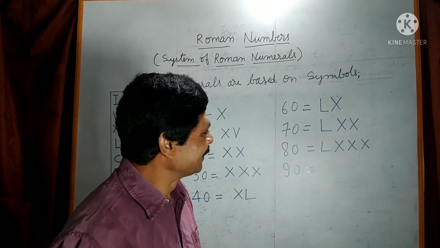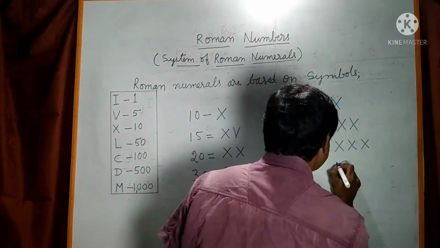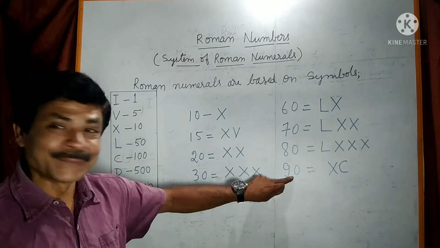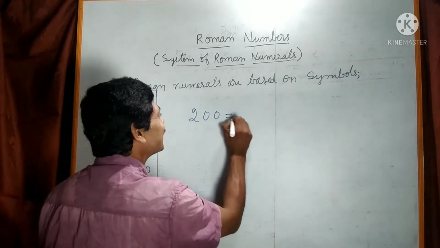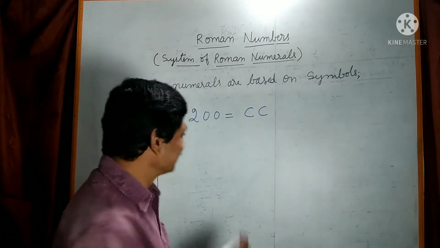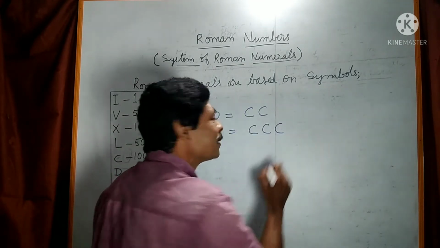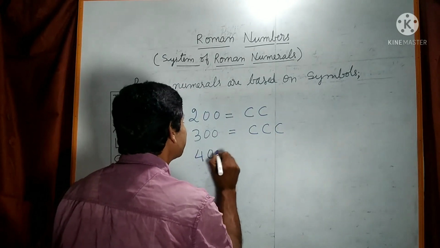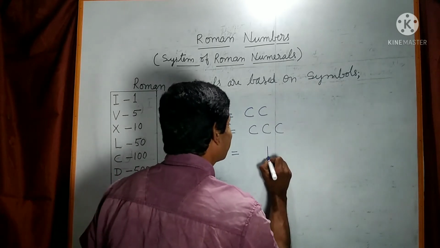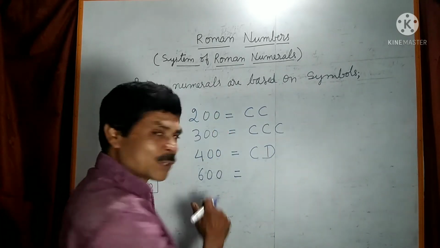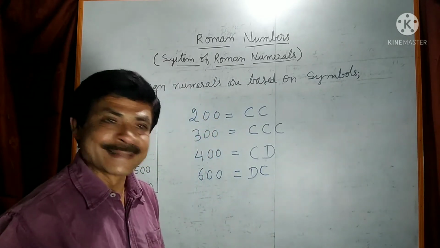How will we write 90? We will write C is 100 minus 10 is equal to 90, and 100 is already given, C. 100 can be written as 100 plus 100. 300 can be written as 100 plus 100 plus 100. 400 can be written as not 4 times C. 500 minus 100, D minus C. 600 is 500 plus 100. 500 is D and 100 is C. Right?